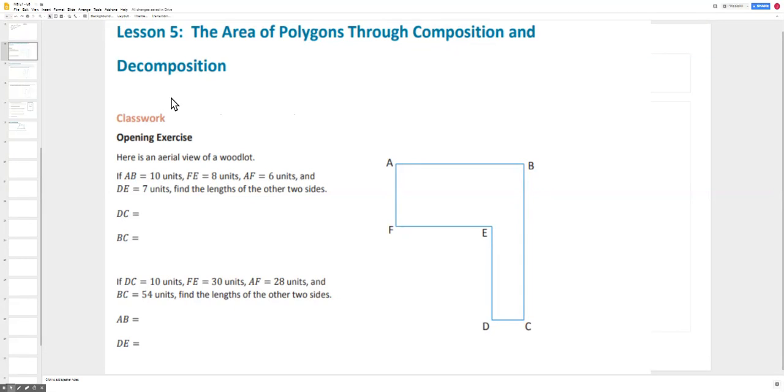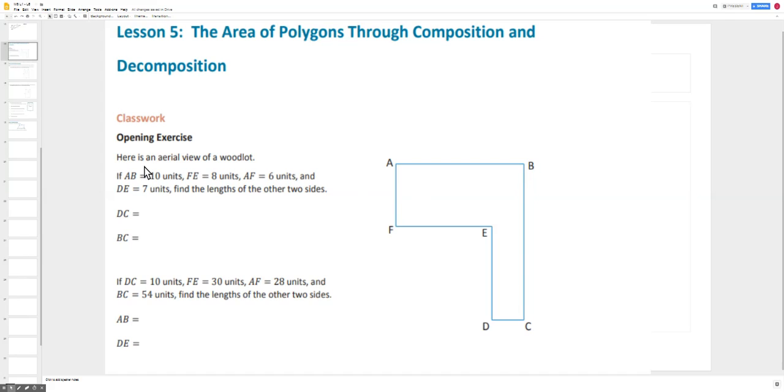All right, hello students. Today we're moving on to lesson number 5. We're going to talk about areas of polygons like this. These are called composite figures because there are multiple shapes in this figure, and we're going to talk about how we deconstruct them and how we come up with the area of this type of polygon.